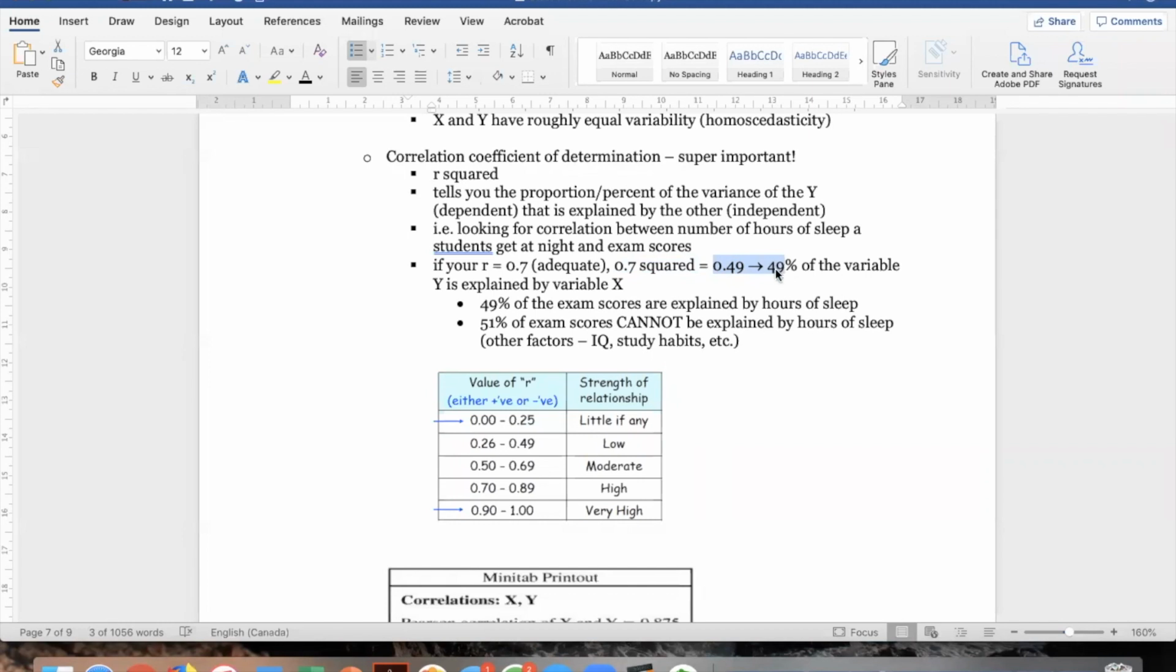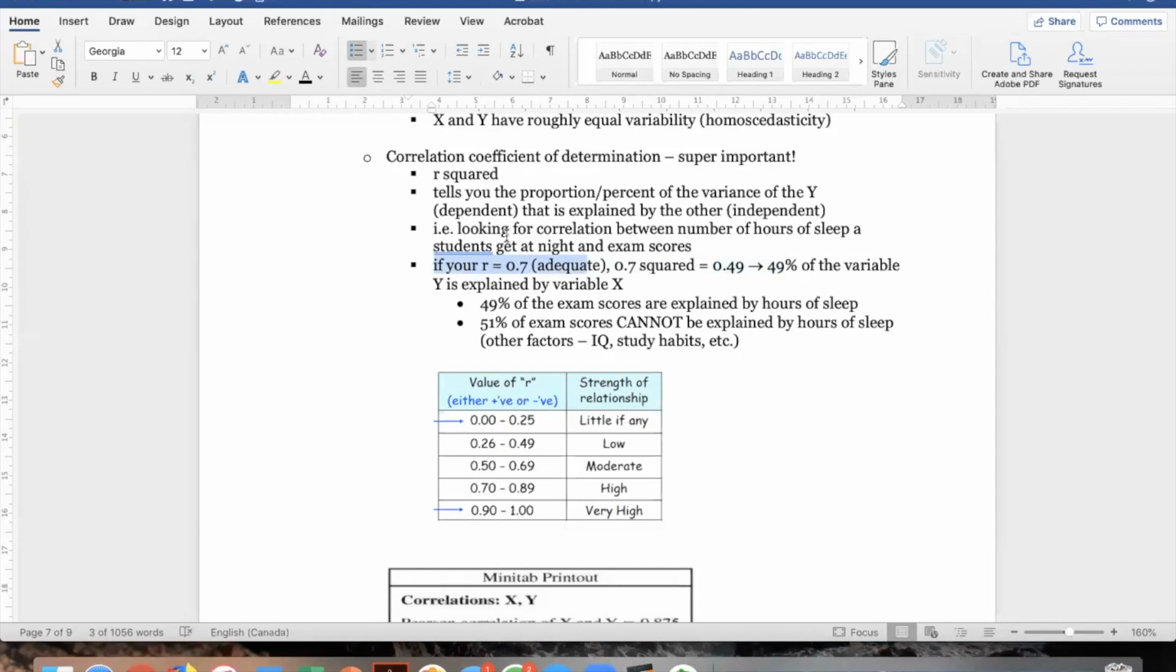0.49 translates into 49%. And what that means is that 49% of the variable Y, which is the outcome or dependent variable, can be explained by the variation in the variable X, which is the independent variable. So what they're saying here is, yes, the relationship is adequate. There is a relationship. It's a positive relationship.